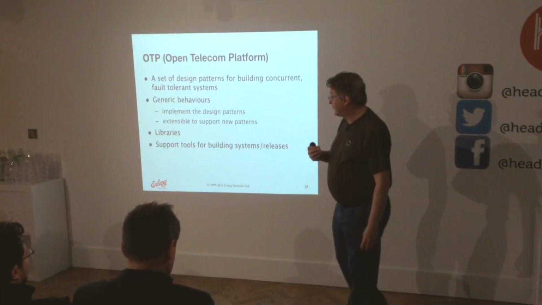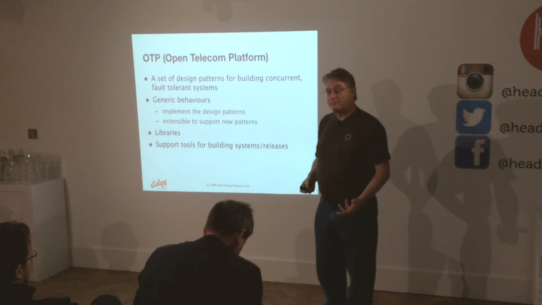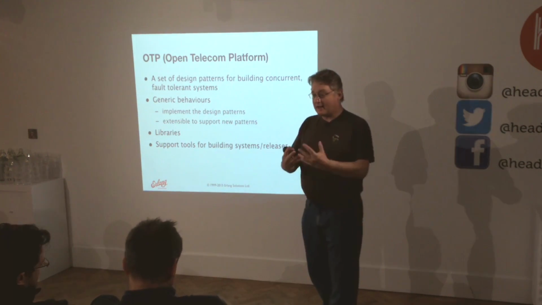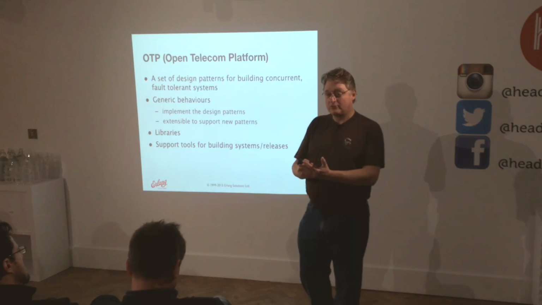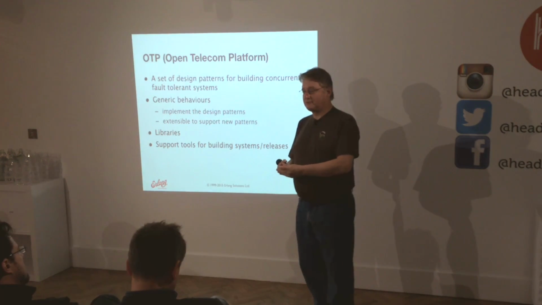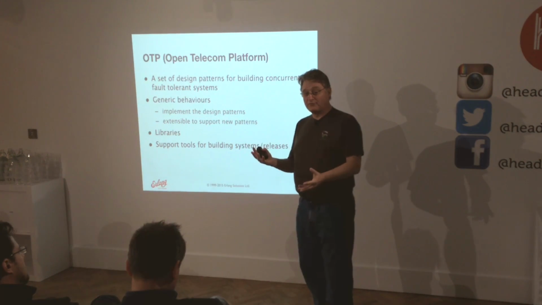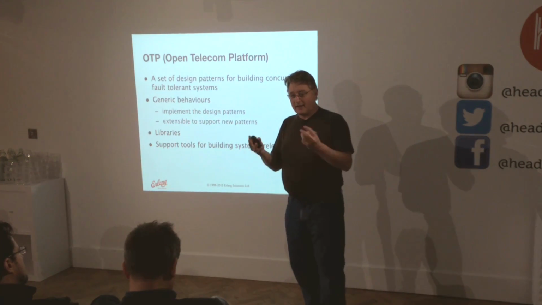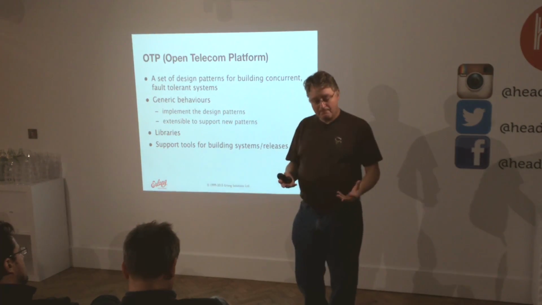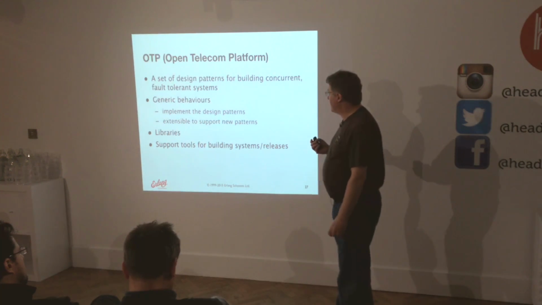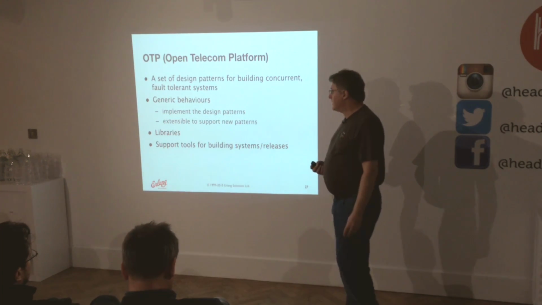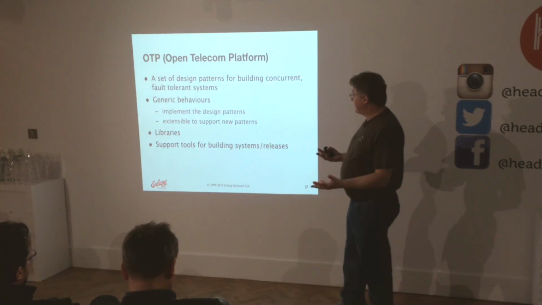So yeah, what's OTP? The Open Telecom Platform. It's a set of design patterns for building concurrent fault-tolerant systems, right? So Erlang provides these basic tools. How do I actually use them to build a fault-tolerant system? We saw a bit about the supervision trees and stuff like that, and that works, yes. But how do I actually do it? And using a set of patterns to help me do it. So it's a set of these design patterns for building these things.